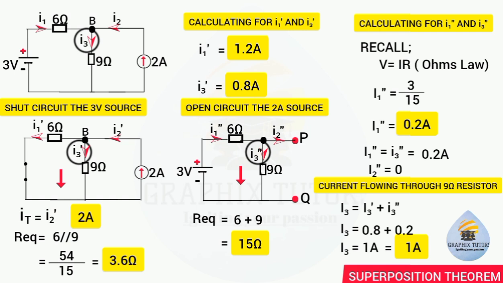So the current flowing through the 9 ohm resistor, which is I3, is equals to 1 ampere. Altogether, and most times they might tell you to look for the voltage drop. Simple. The voltage drop across the 9 ohm resistor will now be equals to the current flowing through the 9 ohm resistor, which is 1, multiplied by the resistance itself, which is 9. And that will give us 9 volts. That is the voltage drop.